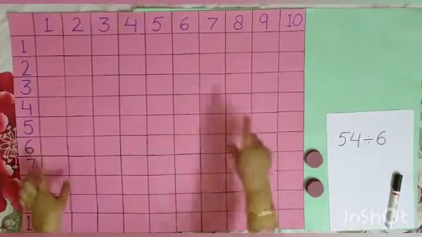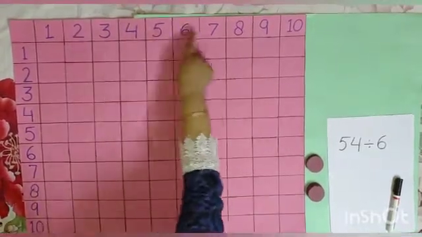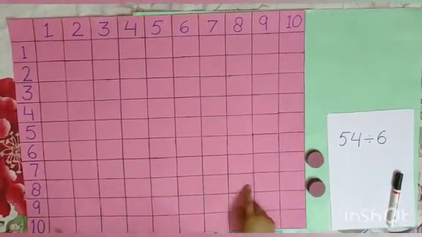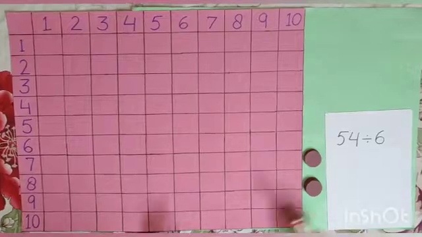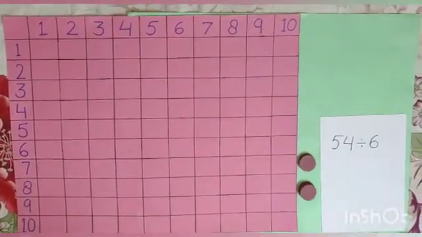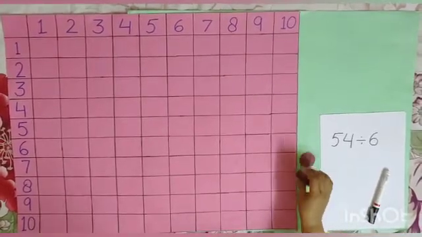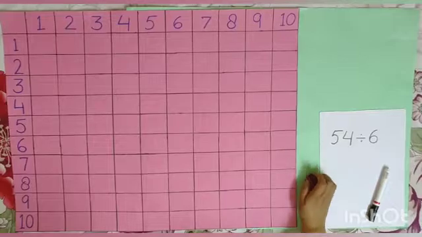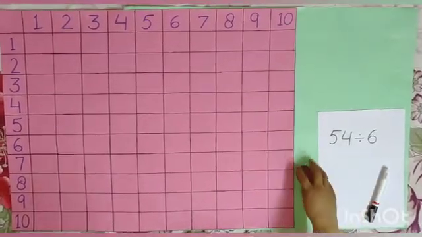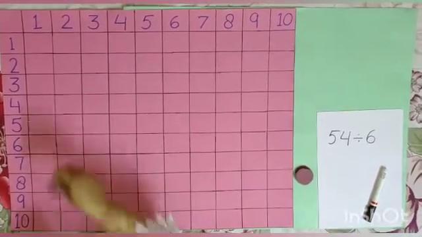I have taken this chart paper and I have divided it into 10 columns and 10 rows. Now I have to divide 54 by 6. I have got 54 counters here which I have to divide equally. Since we have to divide by 6, we'll place these counters in 6 rows each.